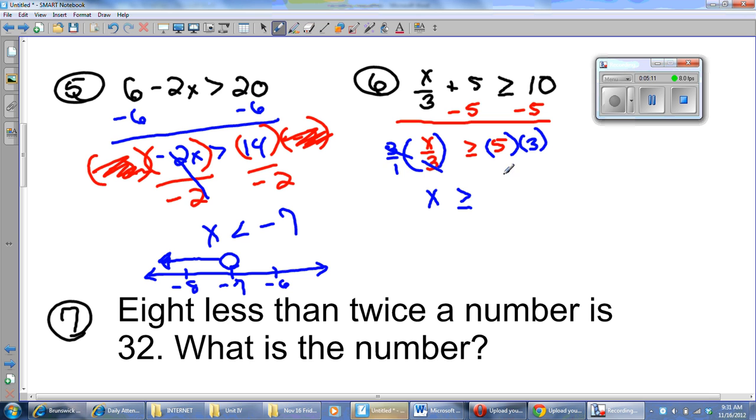Mr. Saeed, I'll bet you can tell us why this inequality didn't flip this time, right? It's because we didn't multiply by a negative. Very good, Michael. Nice job.